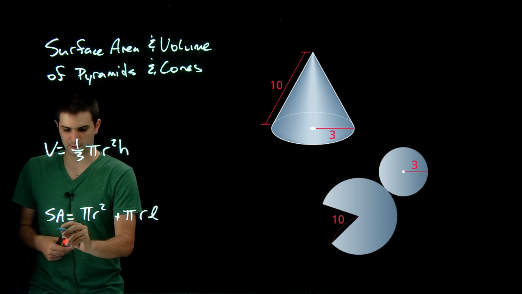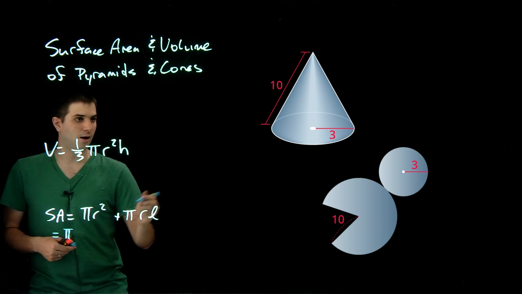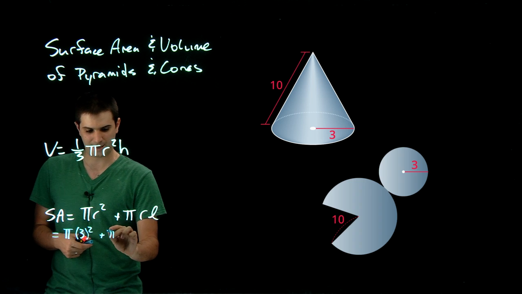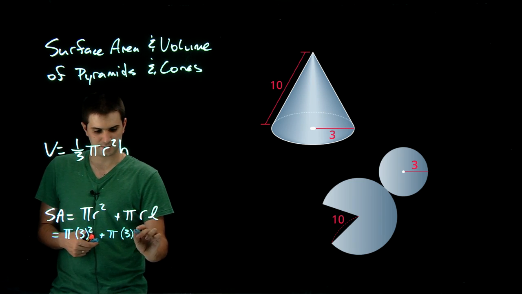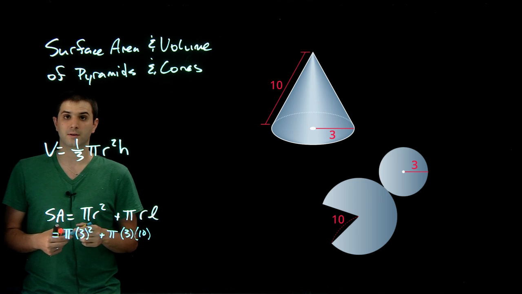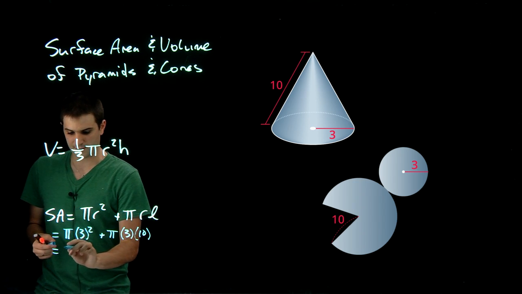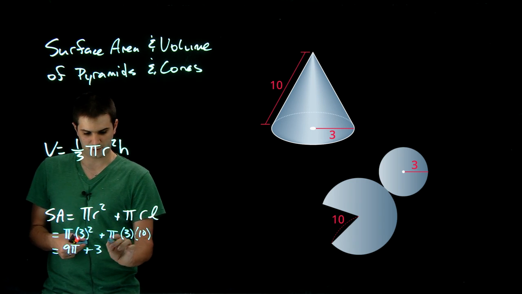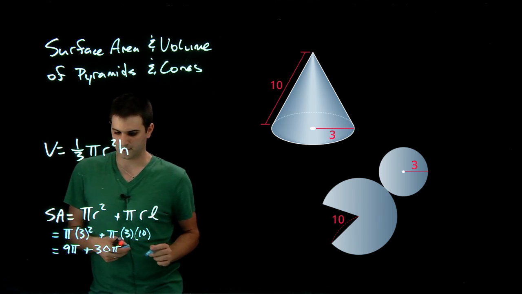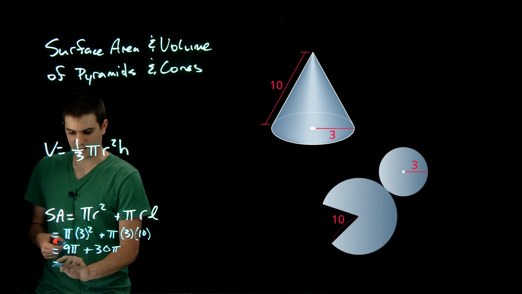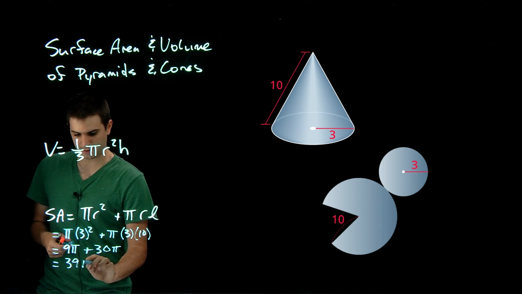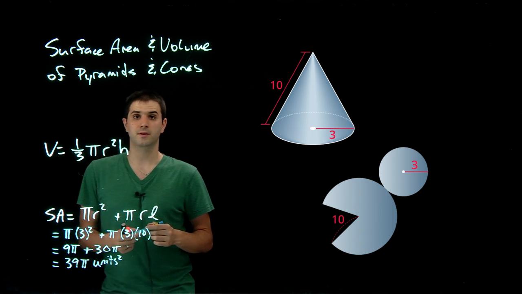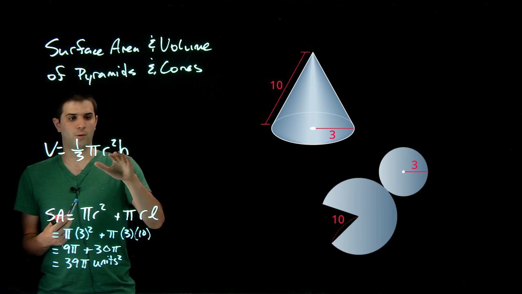So our surface area is going to equal, it looks like, pi r squared. R here again is 3, so 3 squared plus pi times 3 times L, this time is just 10. So we get 9 pi plus, looks like, 30 pi. So 9 pi plus 30 pi, that equals 39 pi units squared. Okay. Now if we're looking at the volume, we need to know the height.